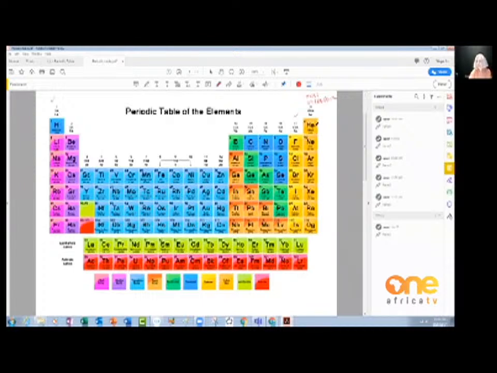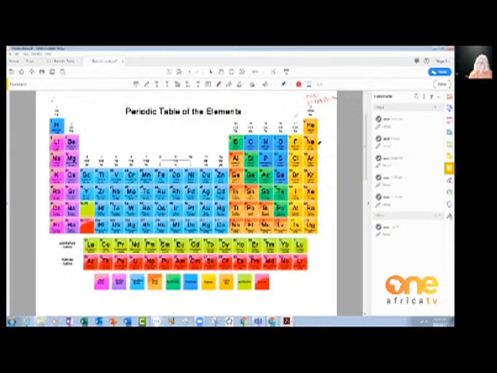So the first element, the first in the group, is helium. And probably you have heard of helium because it's very common to find it in balloons. Sometimes they fill balloons, and these balloons fly up. Why do they fly up, these balloons? Because helium is a lot less dense than air, so it goes up.